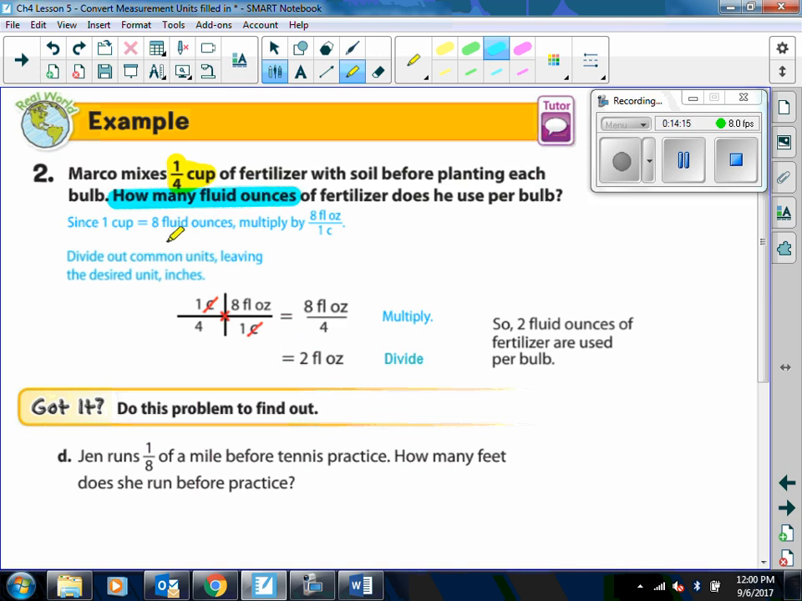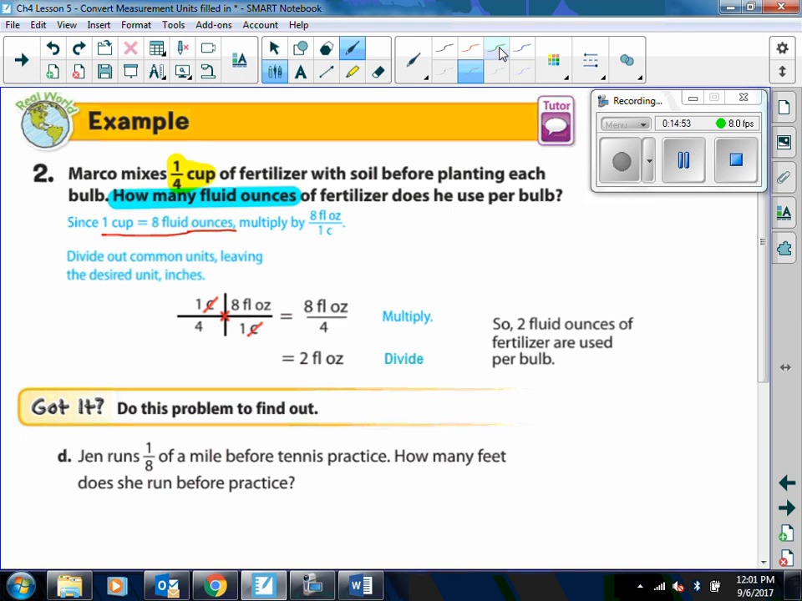So the first thing we're going to do is look up our conversion factor. Our conversion factor right here, 1 cup is equal to 8 fluid ounces. So the 1/4 cup goes on the left-hand side there. And then cups and cups, we want them to cancel. So 1 cup goes in the denominator and fluid ounces goes in the numerator. So cups and cups cancel, and now we can multiply straight across. We get 8 fluid ounces over 4. That simplifies, 8 divided by 4 is equal to 2.